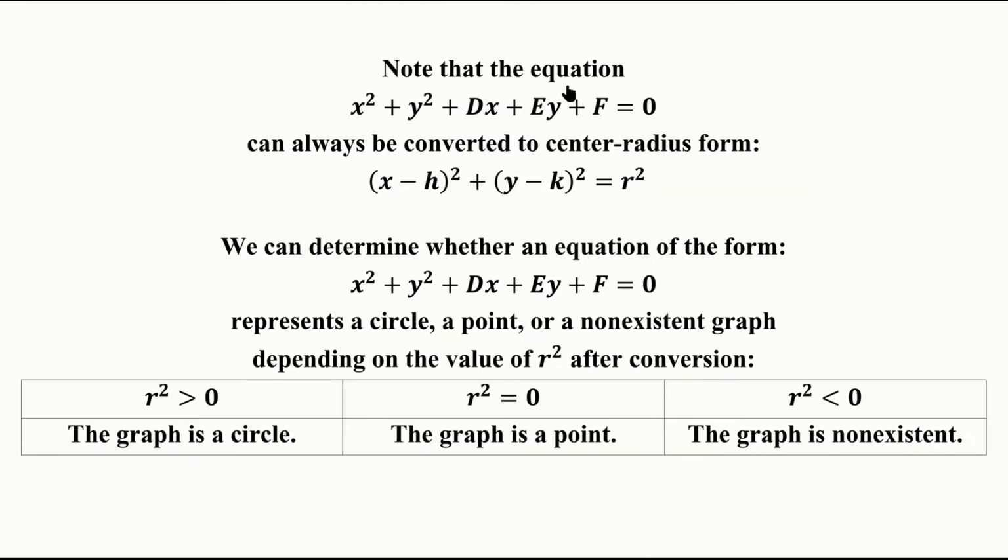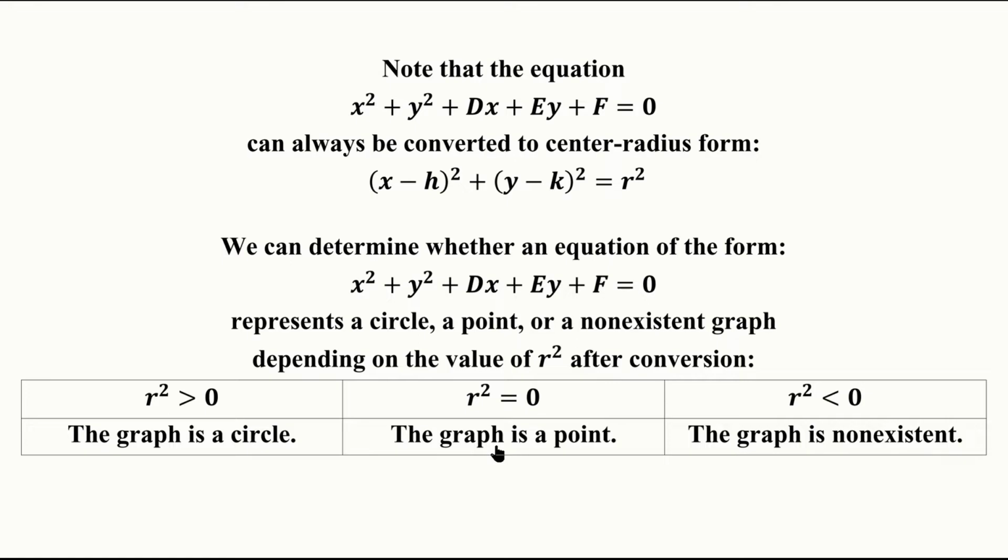All right, as we said, the equation right here, the general form, can always be converted to this center radius form. And we can determine whether an equation of this form represents a circle, a point, or whether the graph is non-existent, dependent on the value of r squared once we do the conversion. Now, if r squared is positive, the graph is going to be a circle. If r squared is 0, then the graph is going to be a point.